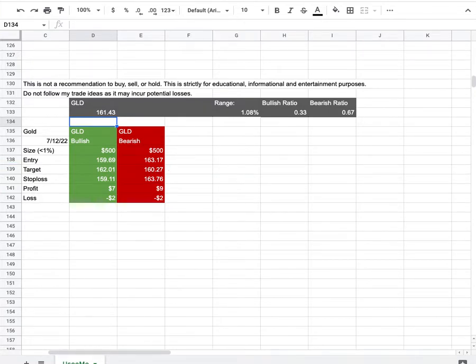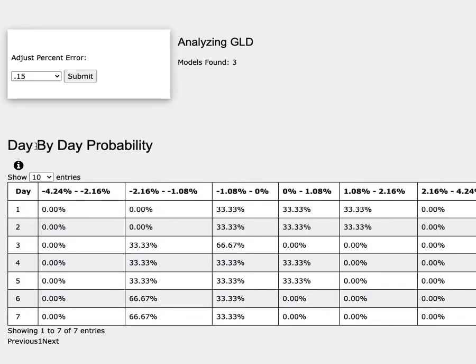So how did I develop these trade ideas? It all comes from the day-by-day probability model. As we progress to the 5th day of the week's trading, gold futures has a 33% chance to climb between 0 to 1%. To the downside, it has a 33% chance to fall between 0 to negative 1%, and a 33% chance to fall between negative 1 to negative 2%.